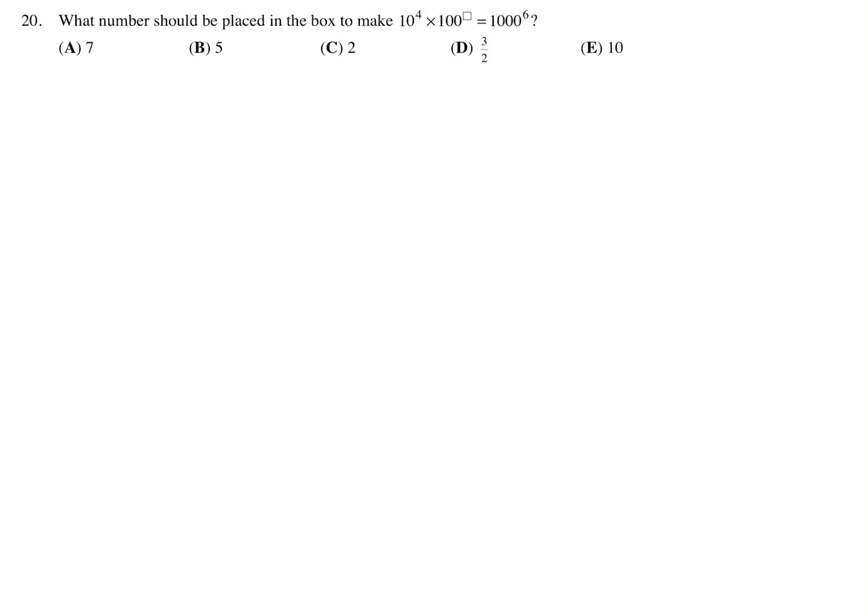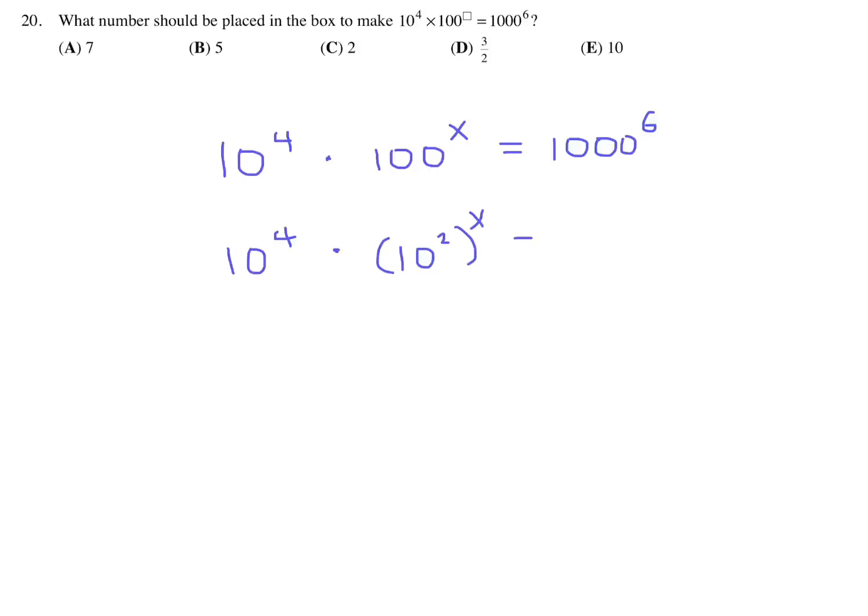What number should be placed in the box to make 10 to the power of 4 times 100 to the power of box equal 1000 to the power of 6? So we have 10 to the power of 4 times 100 to the power of x, I'll use an x instead of a box, equals 1000 to the power of 6. So all of these need to be put into powers of 10. The first one is already in the power of 10. This one is 10 squared, to the power of x. And 1000 is 10 cubed, to the power of 6.